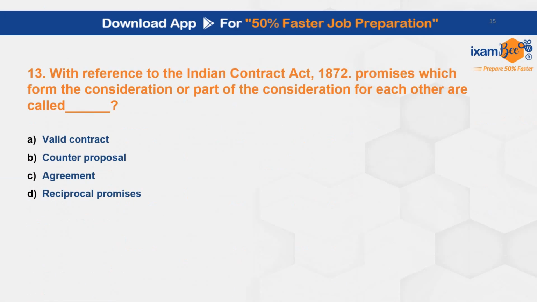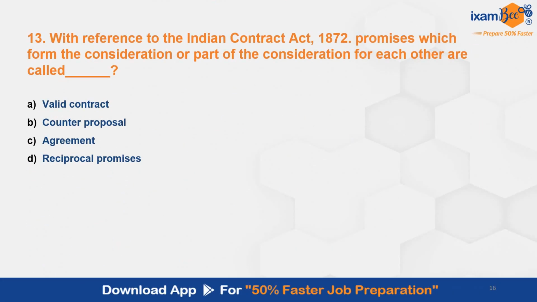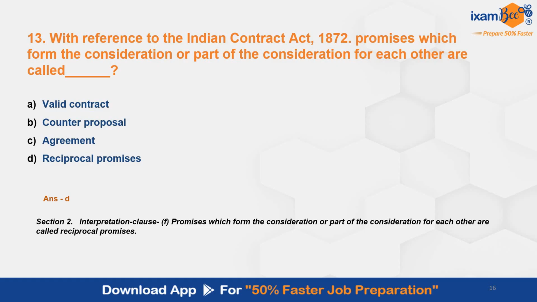Then coming to question number 13. With reference to the Indian Contract Act, promises which form the consideration or part of consideration for each other are called. The correct answer is D. Reciprocal promises. Section 2 interpretation clause (f) talks about reciprocal promises. Promises which form the consideration or part of consideration for each other are called reciprocal promises.